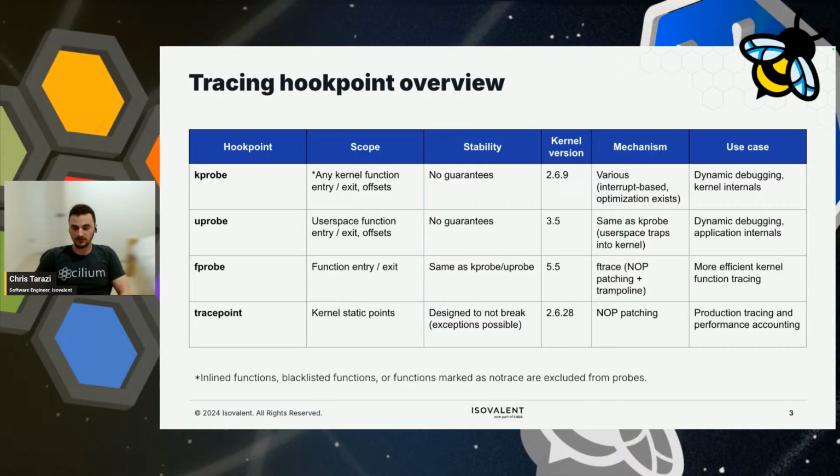And then lastly, we have the tracepoints, which are statically defined points in the kernel and meant for stability. They work by injecting 5 bytes of no-ops at the tracepoint entrance, and then those are later rewritten into jumps to your tracepoint program. Okay, so now we have the overview. Let's look at some performance numbers.